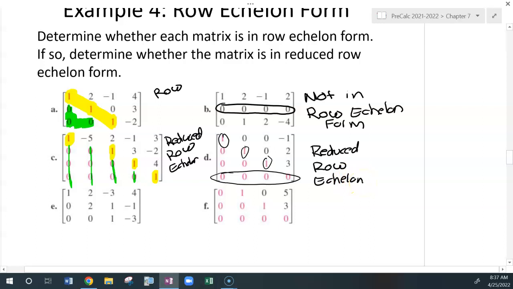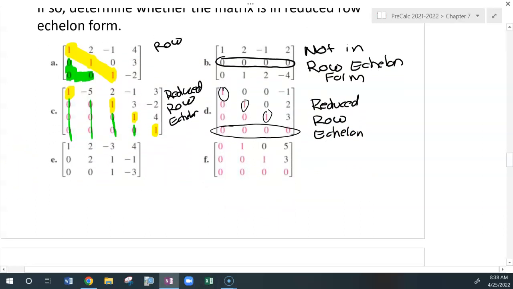Now take a look at E. Again, we have a 1 there, that's our first term. And now take a look. If I look at my second row, my leading term is a 2, not a 1. Look at my third one, I have a 1. So this is not in row echelon form. It's close, but not there.